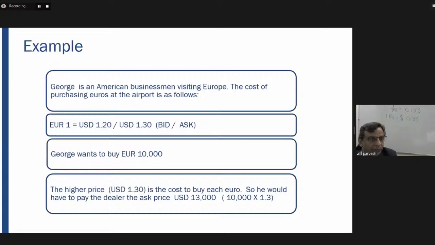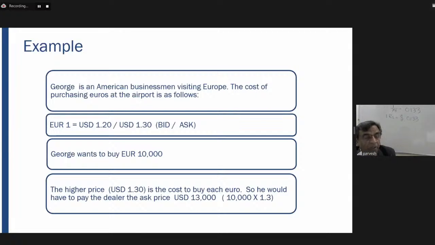So here, the higher price, which is USD 1.30, is the cost to buy each euro. So he would have to pay the dealer the ask price, which is 10,000 multiplied by 1.30. So if you have to buy, then you look at the ask price, because this is the dealer's sell price, okay? And your buy price, okay? So the dealer is willing to sell to you at 1.30 and you will buy at 1.30. And similarly, 1.20 is actually the dealer's buy price.